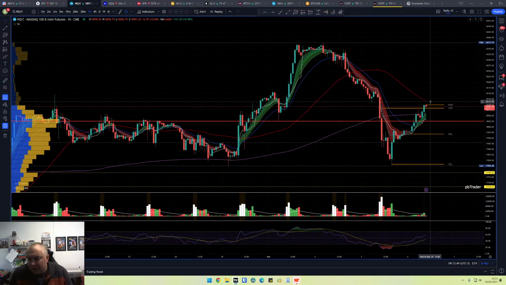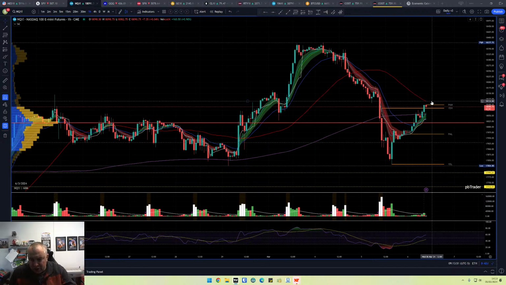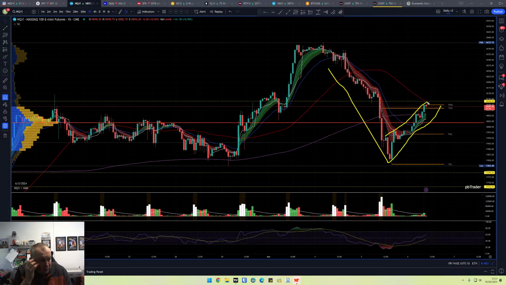Kind of the 50, I do quite like this rejection area actually. 18,116 for rejection off of this 50. Could be putting in a bit of a bear flag. Looks a bit weaker than ES, MES. So kind of like that area for rejection. We've got pivot there as well, and tops here as well. So kind of an area I like.